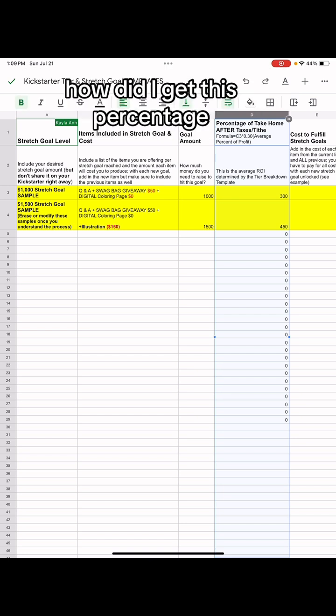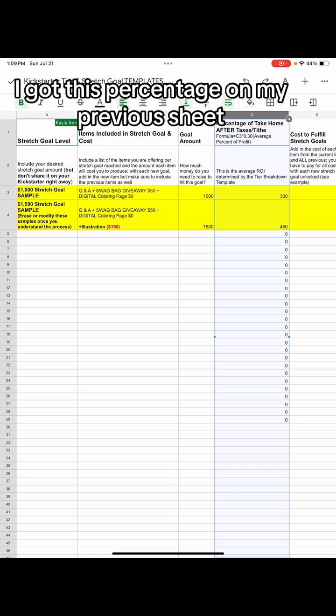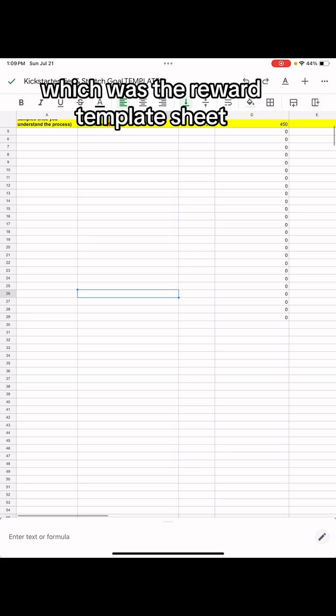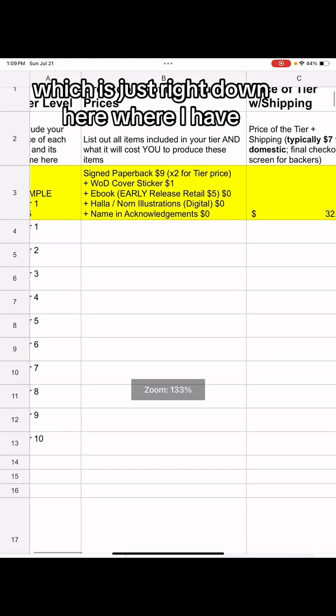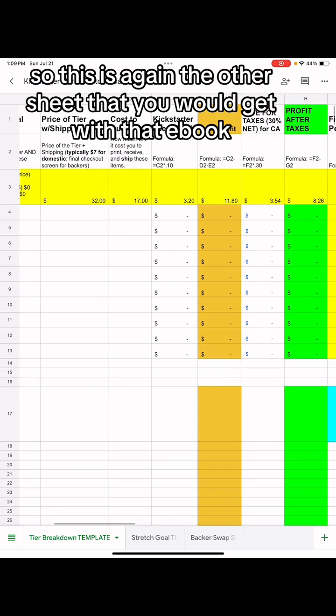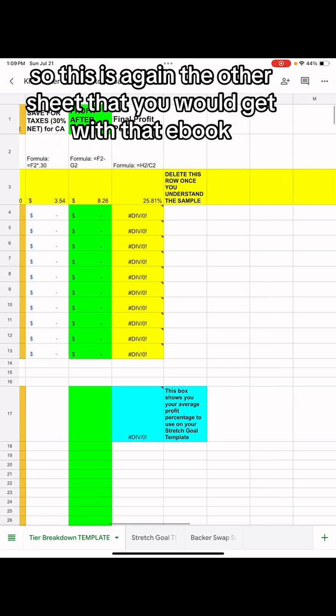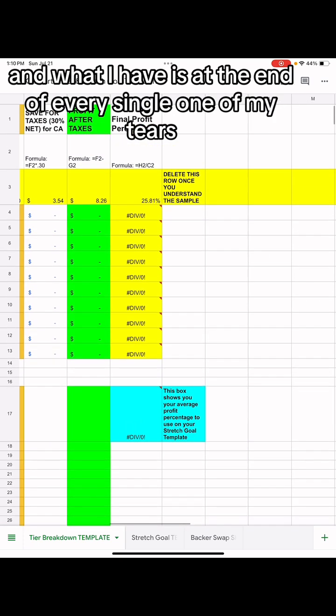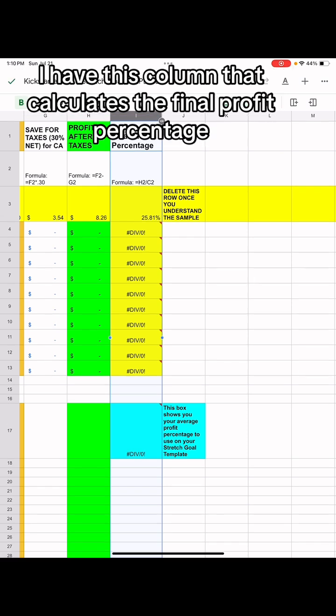Now, you might be asking, how did I get this percentage? I got this percentage on my previous sheet, which was the reward template sheet, which is just right down here, where I have, here we go, the reward tiers. So this is, again, the other sheet that you would get with that ebook. And what I have is at the end of every single one of my tiers, I have this column that calculates the final profit percentage.